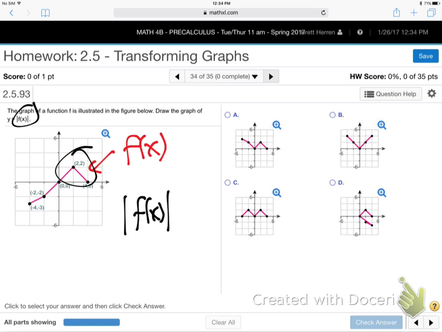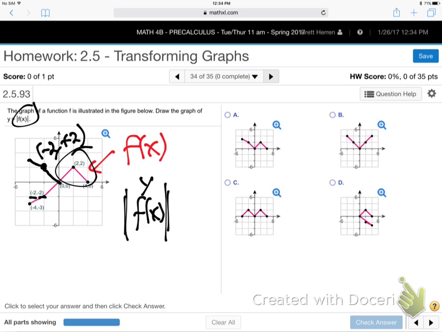So all of this part's not going to move anywhere. He's already above. So he's not going to change at all when you put on absolute values. But this part that's down here will suddenly go up here and there. Does that make sense? It'll go up. It'll be from down to up. Instead of, what is this, negative 2, negative 2? This dot will be negative 2, positive 2. The y will change to positive, right? Because we're putting the absolute values on the f.